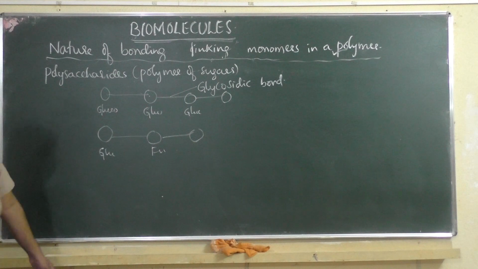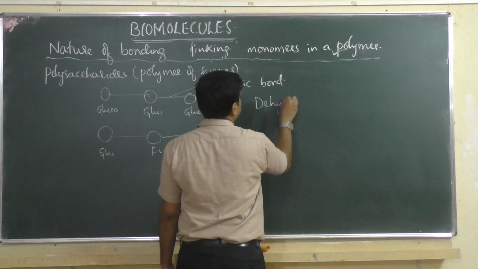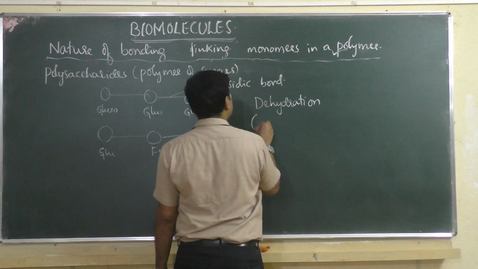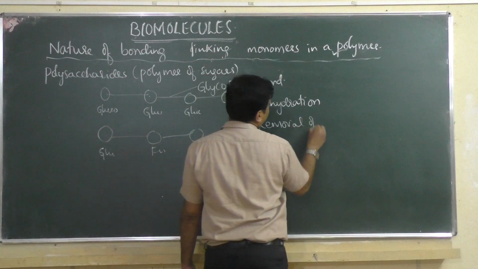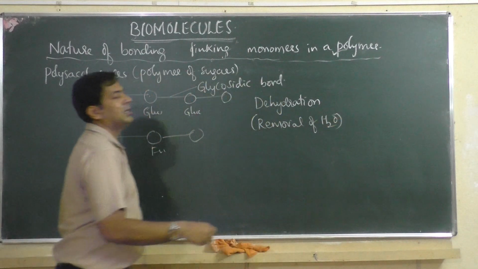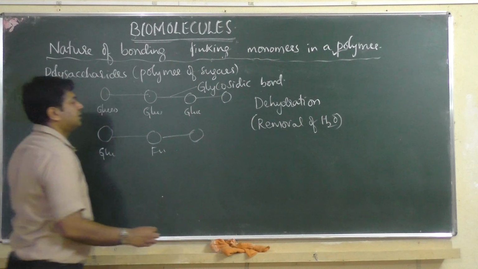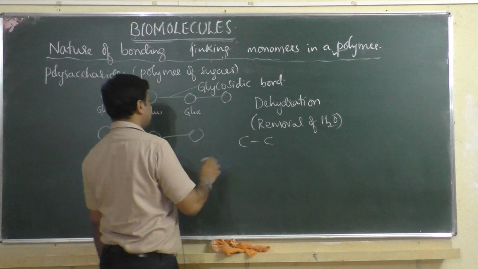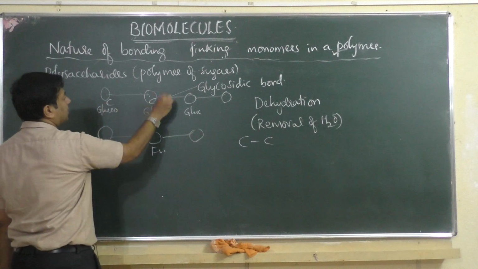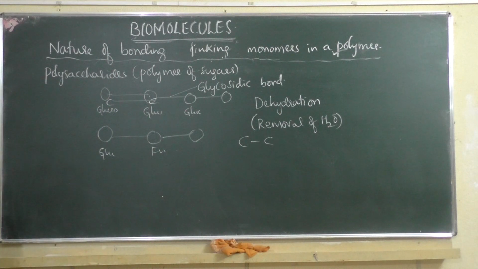The glycosidic bond is formed by dehydration, that is removal of water. De means removal, hydra means water. So by removal of a water molecule, the glycosidic bond will be produced. The bond is formed between two carbon atoms of adjacent monosaccharides, like the carbon atom of one monosaccharide with the carbon atom of the other monosaccharide. That will be called a glycosidic bond.